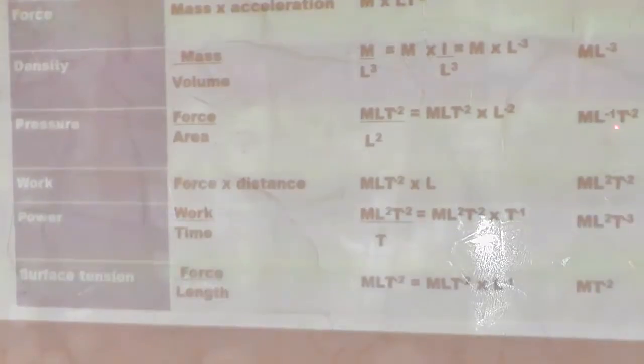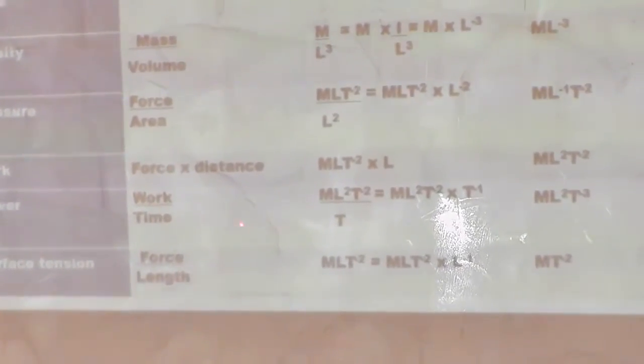M L raised to power minus 1, T raised to power minus 2. And M L raised to power minus 1, T raised to power minus 2 now becomes the dimension of pressure. Now let us look at work. Work done is equal to force multiplied by distance.